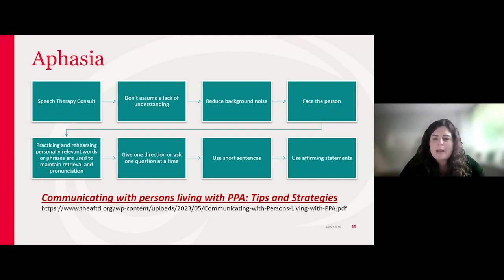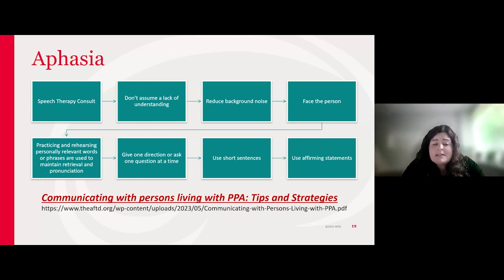We also want to reduce background noise. It's really important that we take into consideration the room you're in. It's difficult to talk to somebody in a really busy, noisy place. So if somebody is experiencing language loss, you want to go to a quiet room and you want to look them face to face so that they can read your lips, so that they can have the best communicative experience with you at one time.